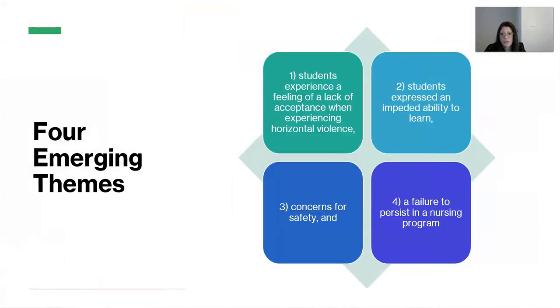There are 4 emerging themes as depicted here. The first theme was that students experience a feeling of lack of acceptance when experiencing horizontal violence. The second was that students expressed an impeded ability to learn. The third were concerns for safety. And the fourth, a failure to persist in a nursing program, therefore increasing the nursing shortage.